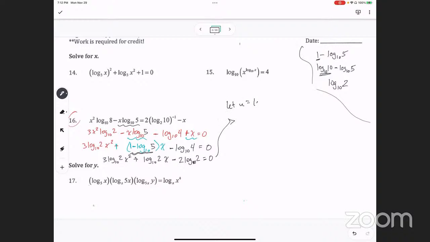So let's let u equal log base 10. I don't even really have to say log base 10. I can just say log of 2, because if I don't put a base, the assumption is base 10. Okay. So what I have here is 3ux squared plus ux minus 2u equals 0.